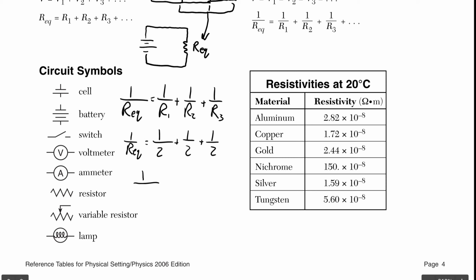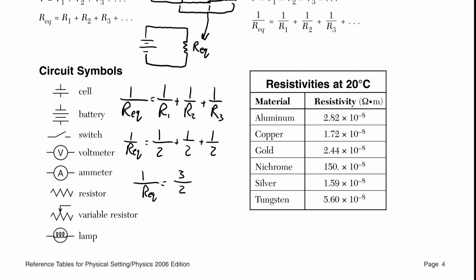1 over, so remember, this is 1 over REQ. Don't just make it REQ. 1 over REQ is equal to, well, these all have a common denominator of 2, so that's convenient. So you could just add the numerators together because the denominators agree. And you get 1 plus 1 plus 1, you get 3 halves, or you could write 1.5 instead. But I'm going to keep it as 3 halves to show you how to solve here.